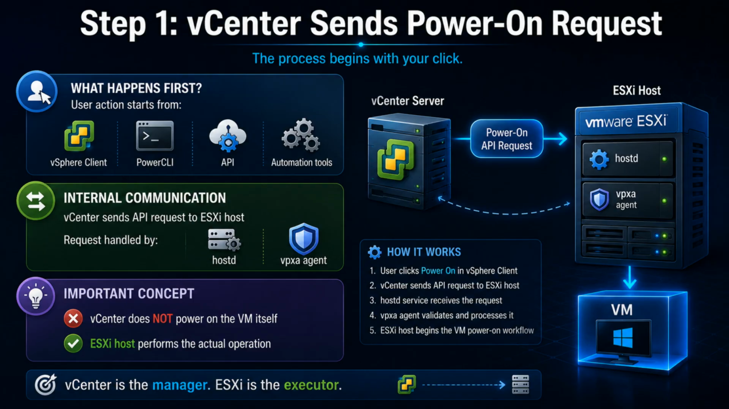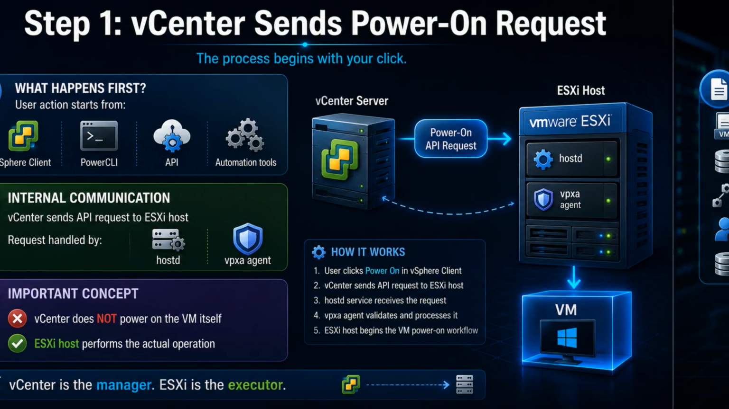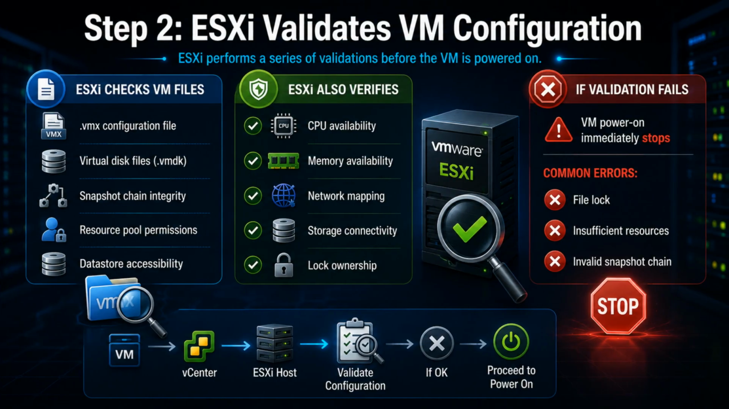Once ESXi receives the request, the first thing it does is validation. Before ESXi powers on anything, it verifies everything. ESXi checks the VMX configuration file, virtual disks, snapshot integrity, datastore accessibility, permissions, and resource availability. It also verifies CPU, memory, networking, and storage connectivity. If even one validation fails, the VM power-on stops immediately. This is why issues like file locks, corrupted snapshots, or insufficient resources can completely block VM startup.